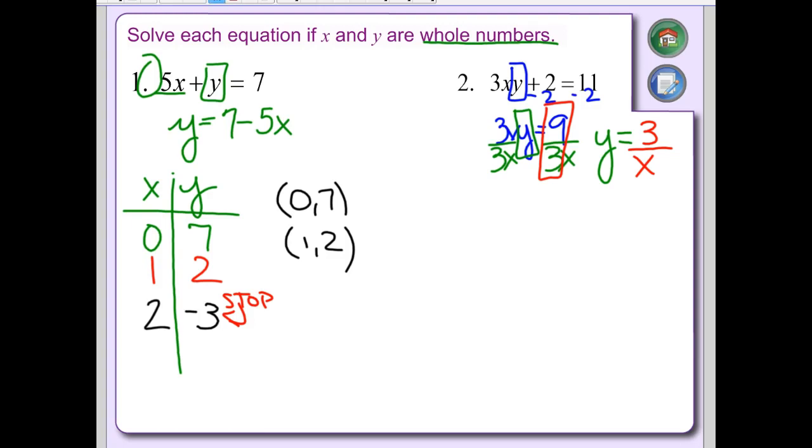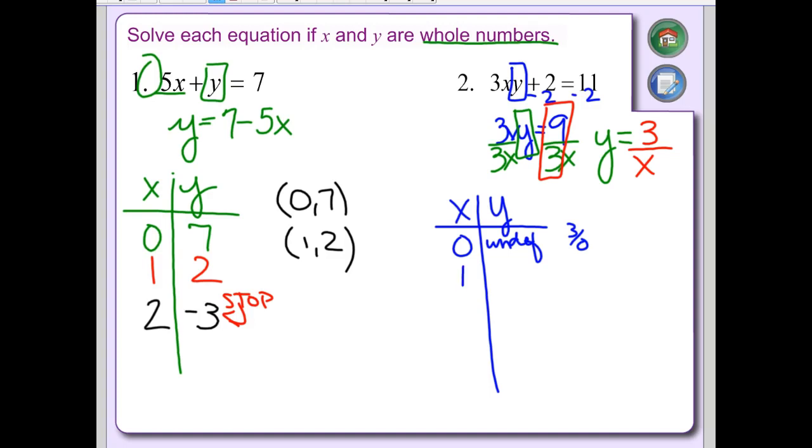Okay, so now here's my input-output chart. Here we go. So we've got to plug in a 0. If I plug in a 0 there, what's 3 over 0? Ooh, that's undefined. Okay, so that's not a solution because that's not a whole number.